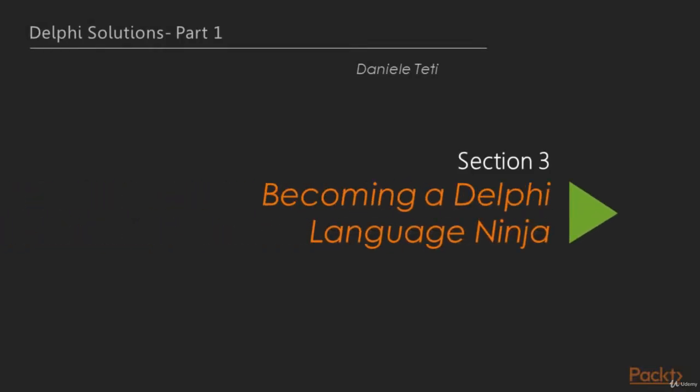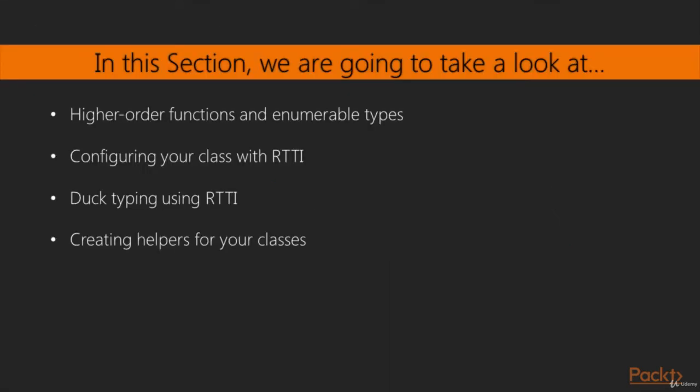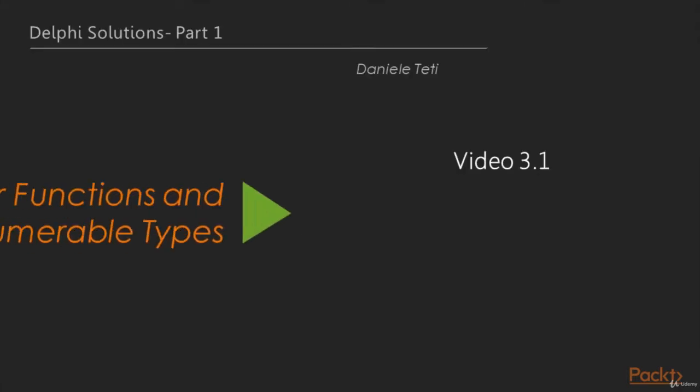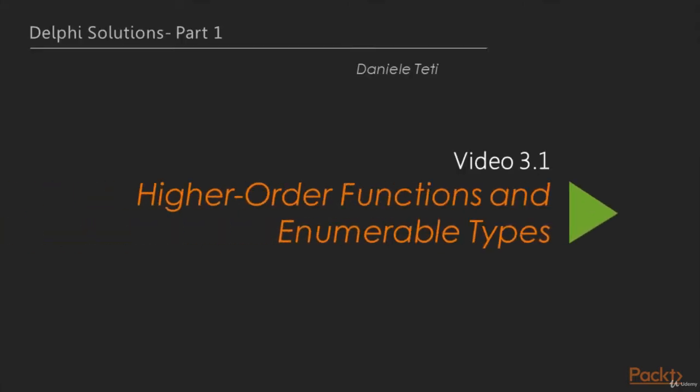Welcome to the next section of this course, Becoming a Delphi Language Ninja. We'll start off by having some fun with anonymous methods using higher-order functions. We will then write enumerable types. Further, we will configure the class at runtime and perform duck typing using RTTI. In the end, we will create helpers for the classes. So let's begin with the first video of this section, using higher-order functions.